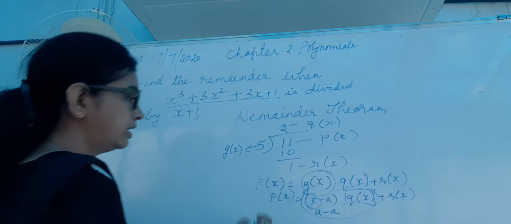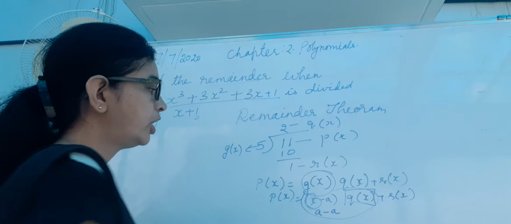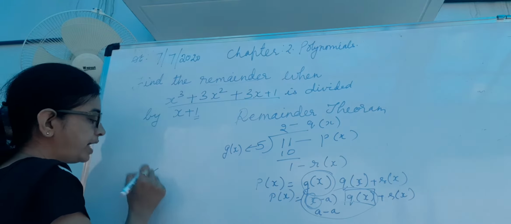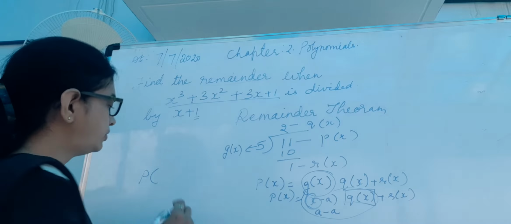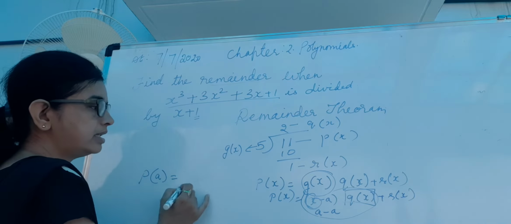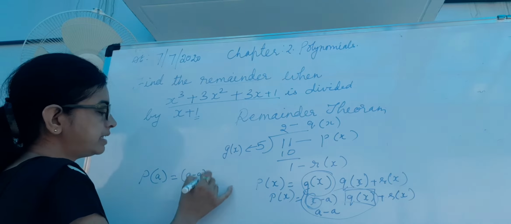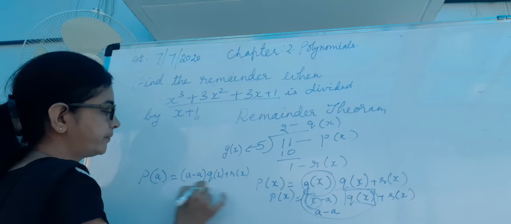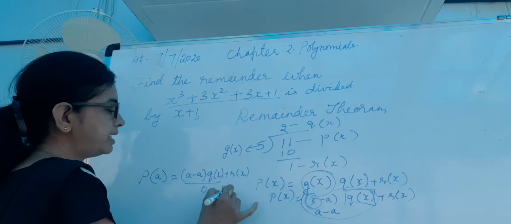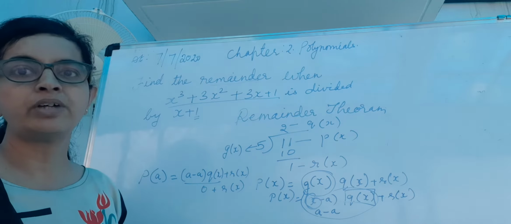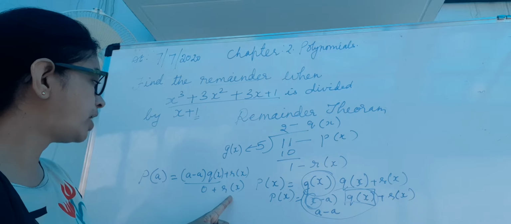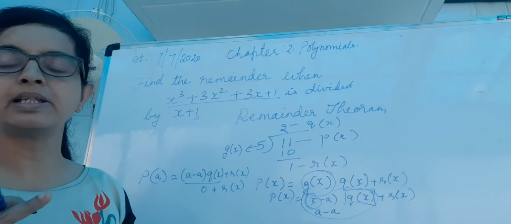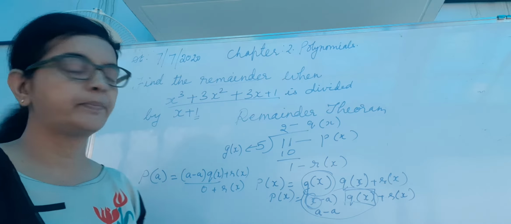It means the crucial part starts now. We have replaced x with a. So wherever you find x, now you will write a. p(a) is equal to (a minus a), which we did, into q(x) plus r(x). This part is 0 plus r(x). We have arrived at our answer. We found r(x) at p(a). So we must replace x with a.